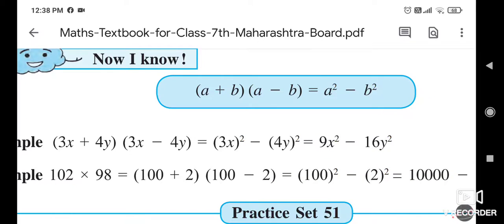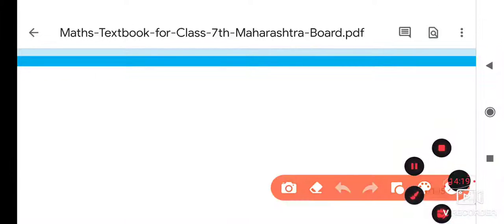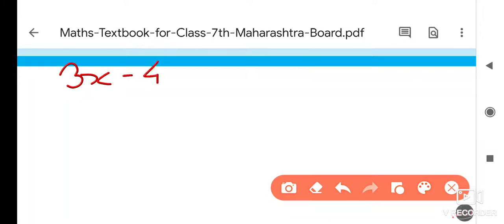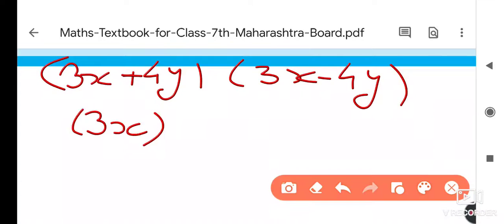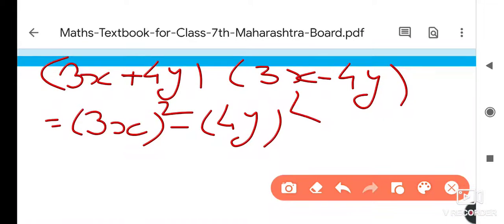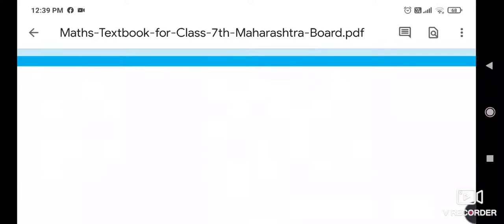I will show you one more time so you understand better. 3x minus 4y and 3x plus 4y. The terms are the same, so what do we have to do? 3x square minus, use the factorization a minus b, 4y bracket square. 3 square is 9, x square, minus 4 square is 16, y square. In this way we have to solve the example.